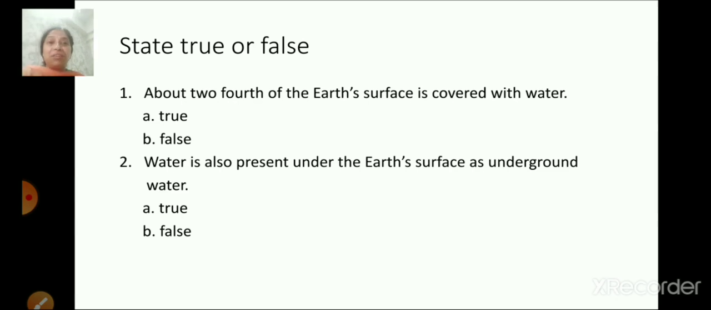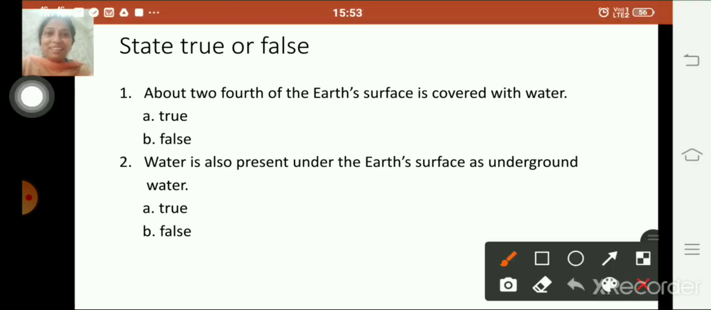First one, state true or false. About 2/4 of the earth's surface is covered with water. Just listen carefully. About 2/4 of the earth's surface is covered with water. Options are true, false. So just think and answer. Yes? Very good. False. About 3/4 of the earth's surface is covered with water. So this is false. Okay.